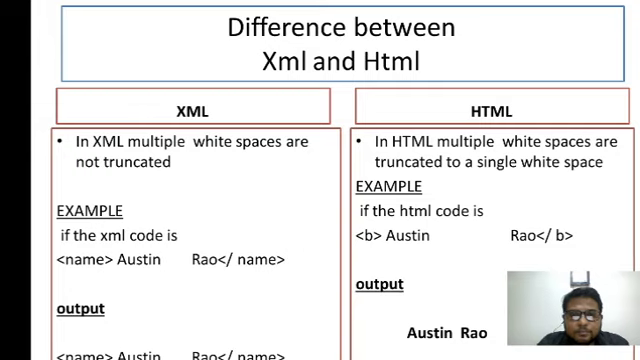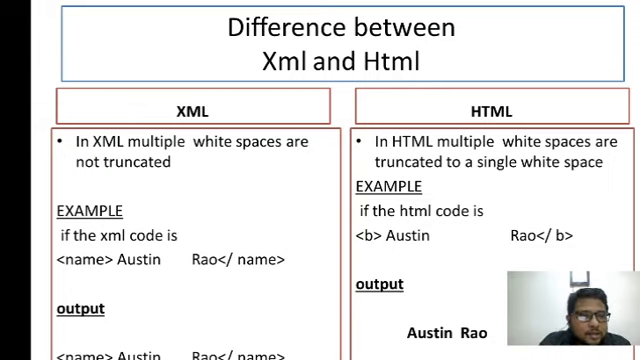First you have to understand what is the difference here. See here, in HTML I have written B Austin and I gave a lot of blank spaces, and then I wrote Rao and I closed the B tag. But in the output you will see there is only one single space between Austin and Rao. I have given around 10 spaces, but here I have only one space. So that is why it is said that in HTML multiple white spaces are truncated to a single white space, whereas in XML white spaces are not truncated.